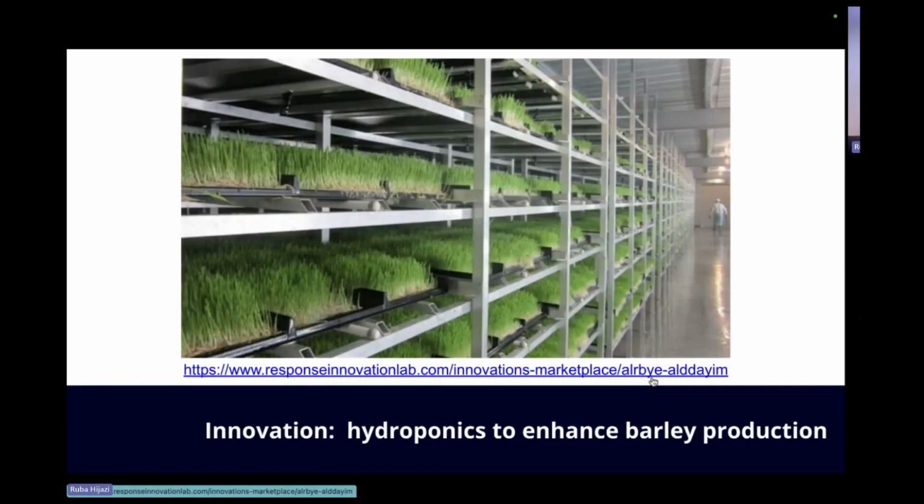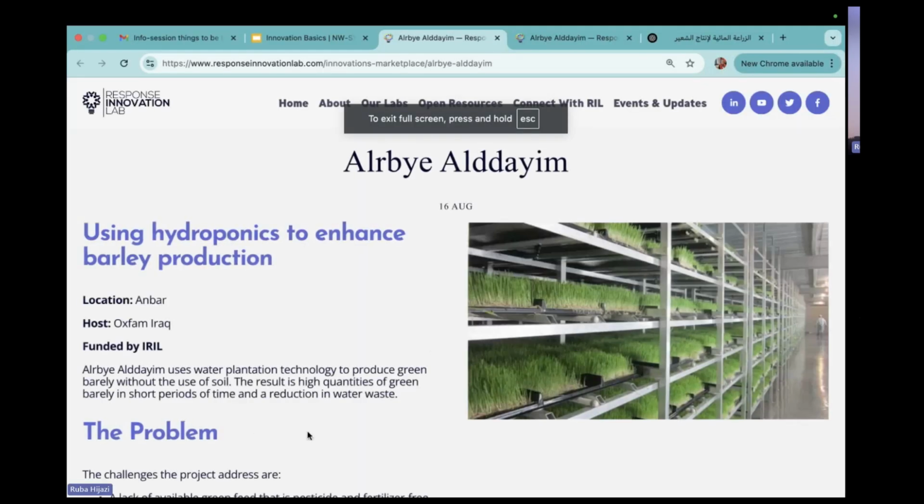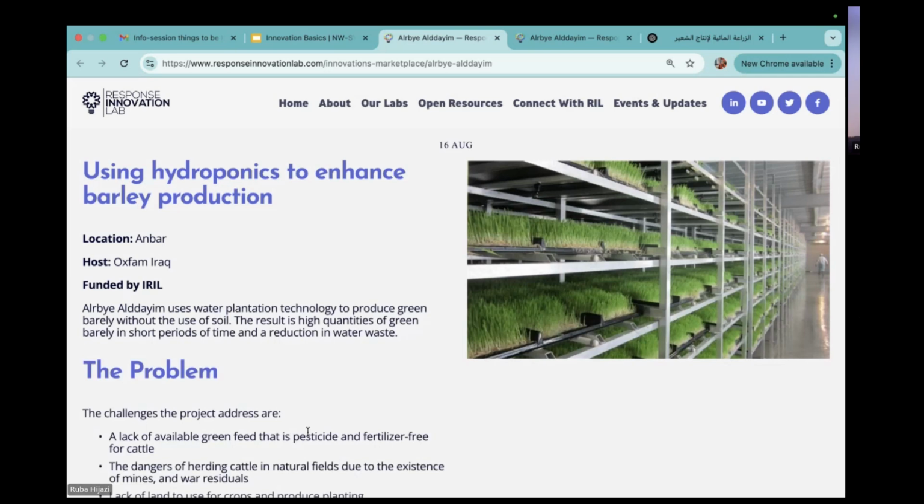Now I would like to show one of the innovations that we supported in Iraq. Let me see, I can share the screen. We saw that this innovation could be relevant. We worked on different innovations also around the world, and we supported different innovations in piloting and scaling. This innovation regarding hydroponics, using hydroponics to enhance barley production, was in Anbar, and it was supported by our lab in Iraq.